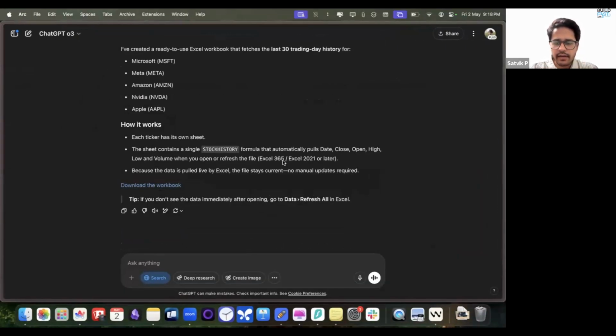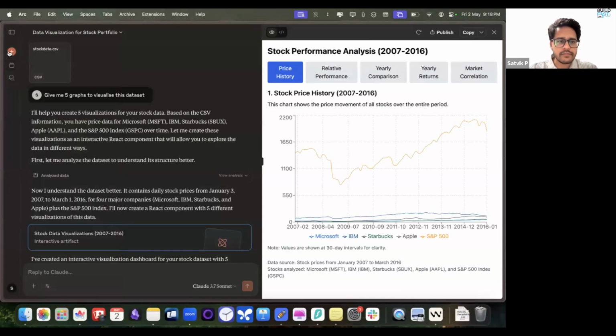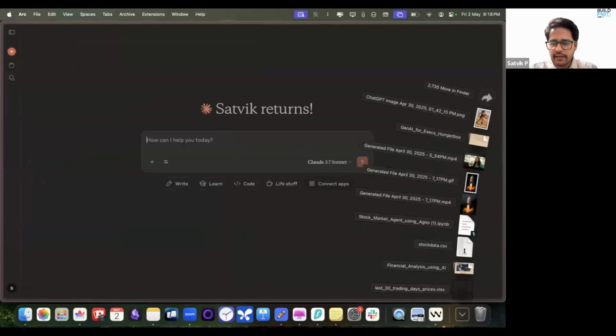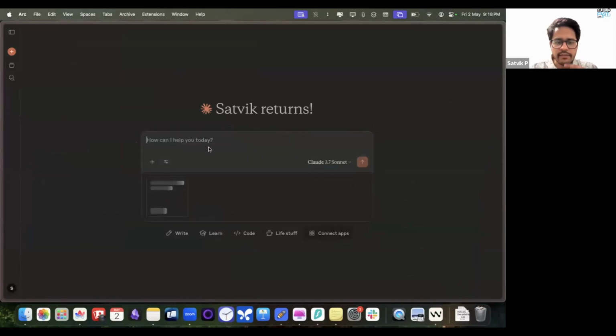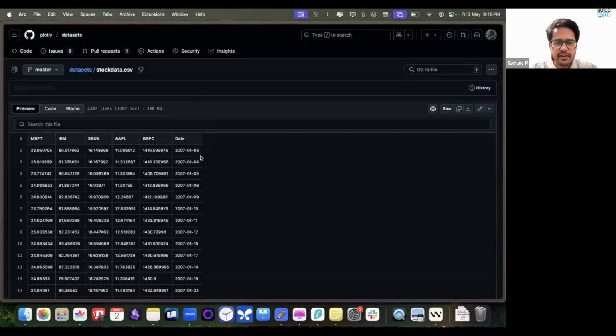So here I asked AI to give some data. Let us see. What I'm doing is I have taken this stock market data. This is called stock data CSV. I can just show you the data set also. So this is the data set that I've taken.